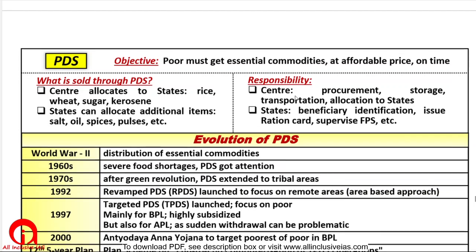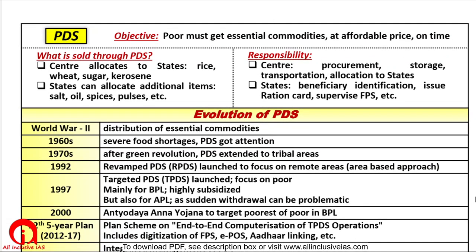Public distribution system. See, the object is simple, that public should get distribution of essential goods at affordable price on time, ठीक? Now what is sold through PDS? Central government gives rice, wheat, sugar and kerosene. Learn these four things: rice, wheat, sugar, kerosene. These four things central gives to state governments. State governments in addition can give other items also, like salt, oil, spices, pulses, etc. through the ration ki dukan, ration shops.